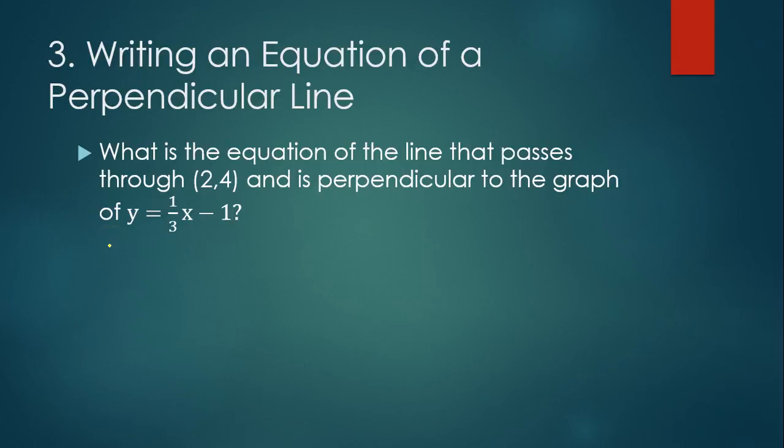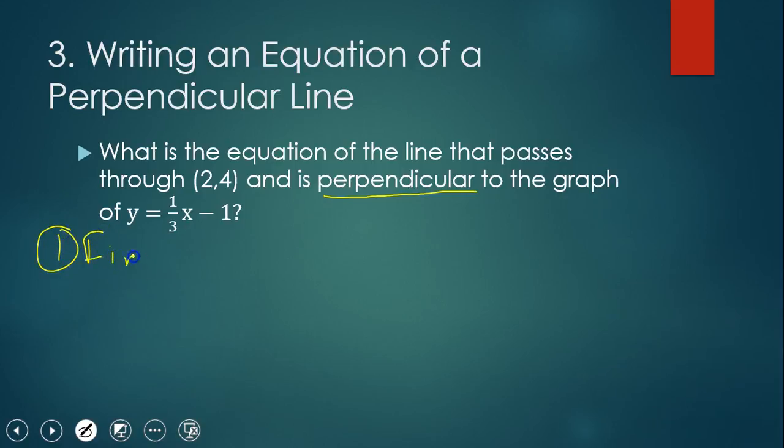It says, what is the equation of the line that passes through (2, 4) and is perpendicular to the graph of y equals 1/3 x minus 1? So that's a huge thing. First, number one, we need to remember what perpendicular means. Perpendicular means opposite reciprocal slopes. So step one is we need to find the slope.